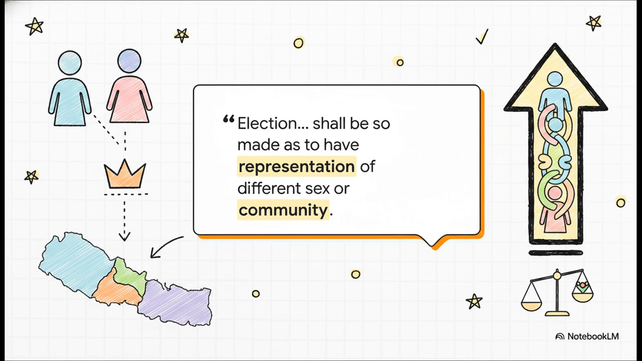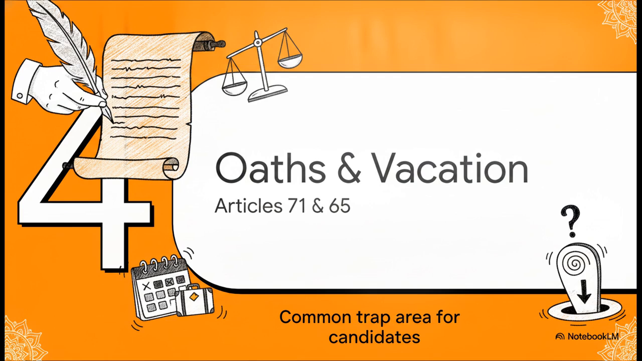Basically, the top 2 offices cannot be held by people of the same sex from the same community. This is absolute gold for your 10-mark questions because it ties the executive branch directly to Nepal's constitutional ethos of proportional inclusion. Section 4, Oaths and Vacation.